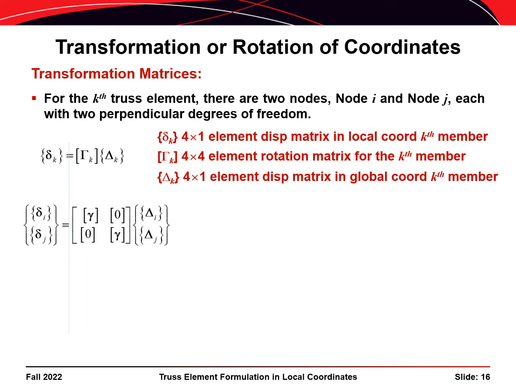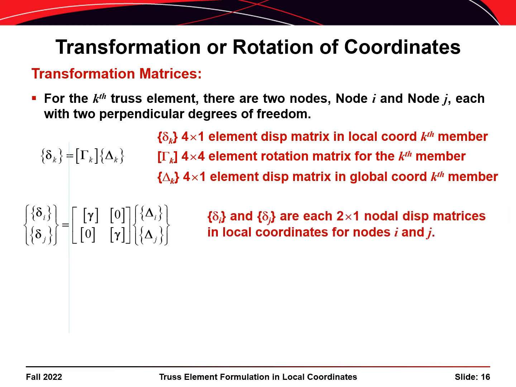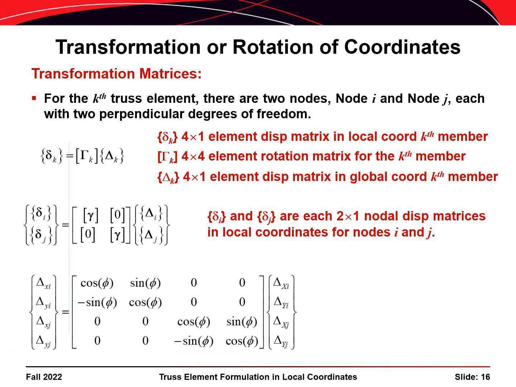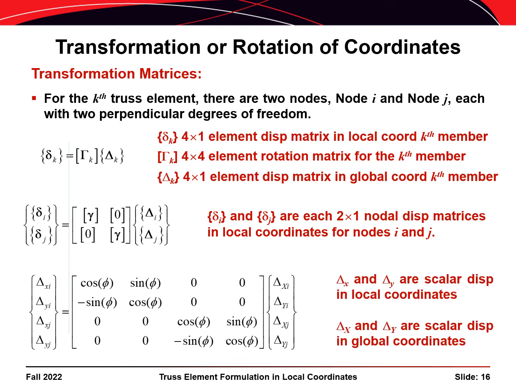We can substitute the matrices lowercase delta, lowercase gamma, and uppercase delta into this equation, which gives us an equation with matrices of matrices, where delta sub I and delta sub j are each 2x1 nodal displacement matrices in local coordinates for nodes I and j respectively. And finally, if we substitute for these matrices, we're left with this form of the transformation where delta lowercase x and delta lowercase y are scalar displacements in the local coordinates, and delta uppercase X and delta uppercase Y are scalar displacements in global coordinates.